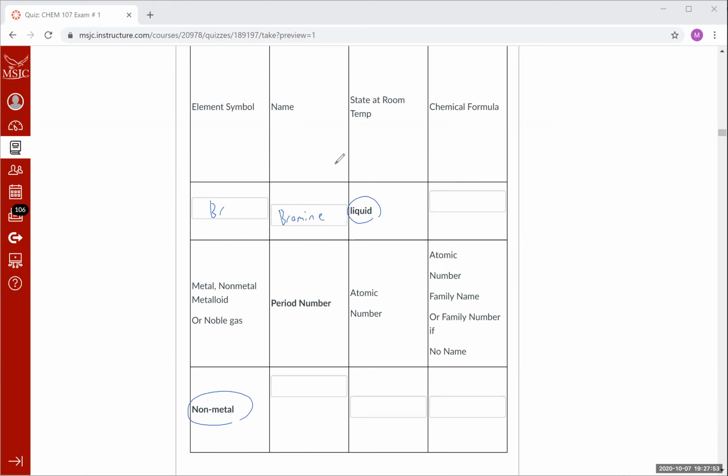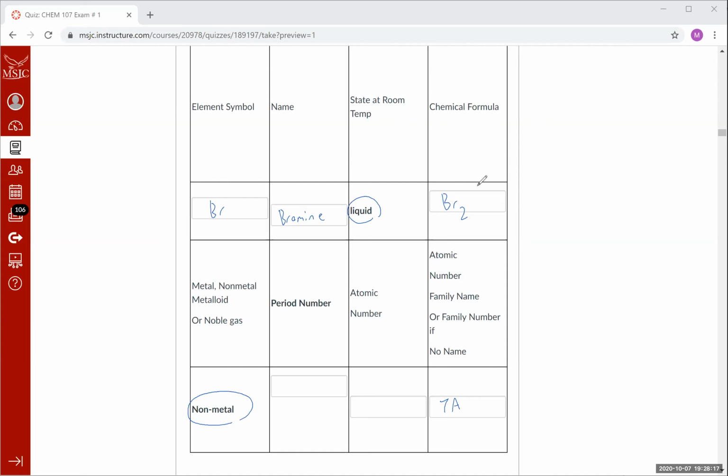And considering that bromine is a halogen or a 7A element, what is the formula of a halogen? Are these monoatomic, diatomic, or polyatomic? Diatomic. So the formula would be Br2. Does that make sense?